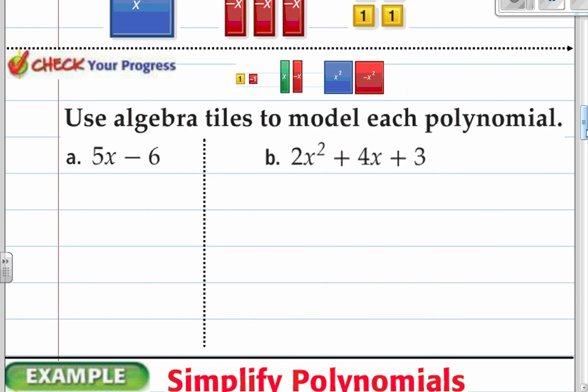See if you can do that for these down here. So to use algebra tiles to model each polynomial, go ahead and stop the video. See if you can draw the algebra tiles that represent each one of these. Of course, I'm going to continue here.